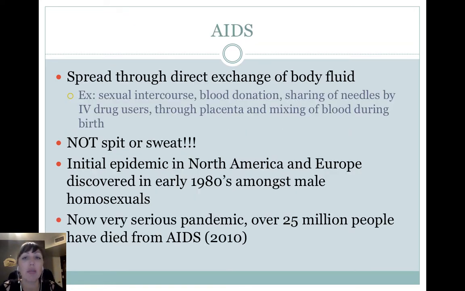So it is spread through direct exchange of body fluid, so through sexual intercourse, blood donation, the sharing of needles by drug users, through placenta, and the mixing of blood during birth, not spit or sweat. The initial epidemic in North America and Europe was discovered in the 80s amongst male homosexuals. It is now a very serious pandemic with over 25 million people having died from AIDS up to 2010. That statistic was taken in 2010.